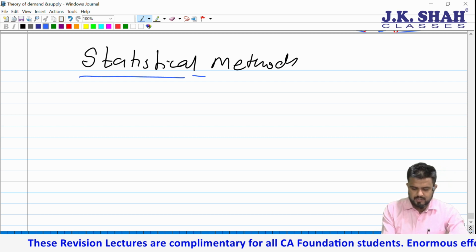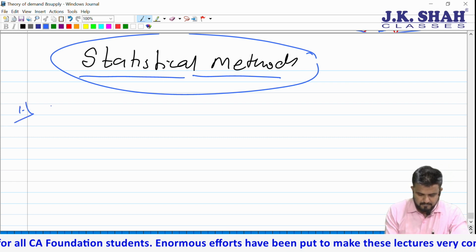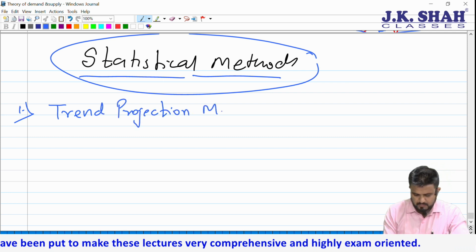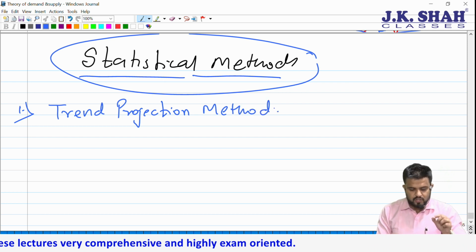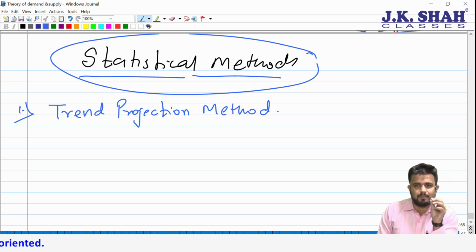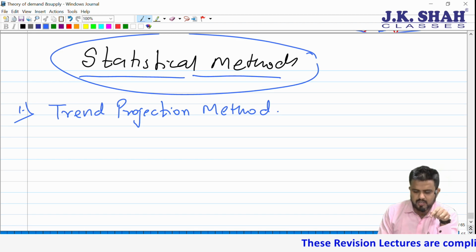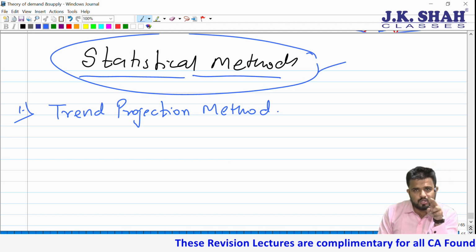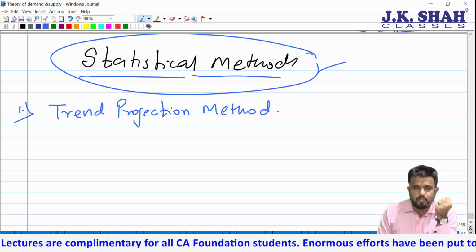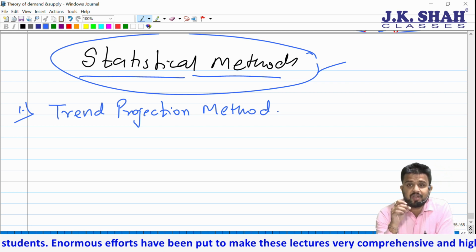Now moving to the last part, that is statistical methods. Now in this, first is trend projection method. Now students, these statistical methods, compared to the previous 5 methods we did, are more superior, more scientific, more reliable, because your data, numbers, numericals will be used to determine or to forecast certain trends. Now first in this is trend projection method.